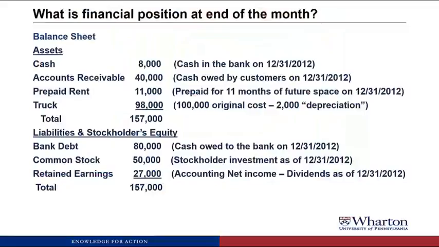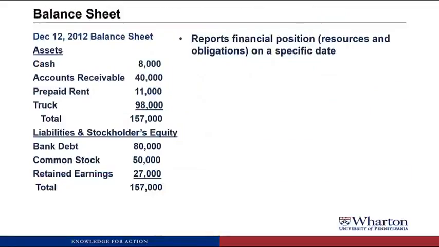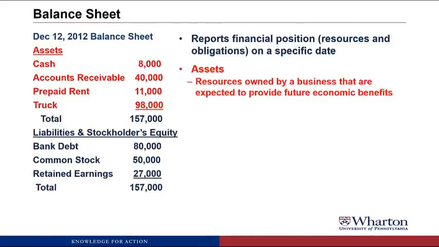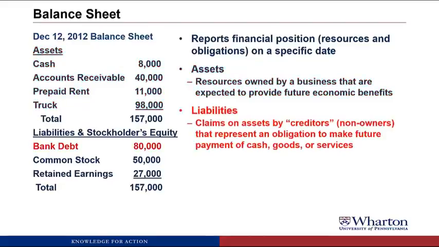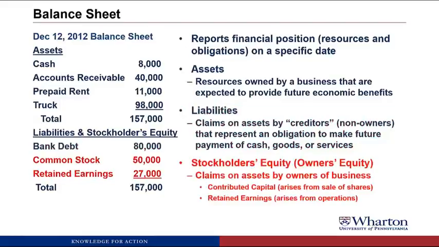So as I was saying, this financial statement is called the balance sheet, which reports a financial position, the resources and obligations on a specific date, split up into assets, which are resources owned by a business expected to provide future economic benefits; liabilities, which are claims on assets by creditors, non-owners, that represent an obligation to make future payment of cash, goods, or services; and stockholders' equity or owner's equity, which are claims on the assets by the owners of the business, coming from two sources: contributed capital, which is when we sell shares, and retained earnings, which arise from operations. And again, we're going to go through all of these in much more detail in the next videos.